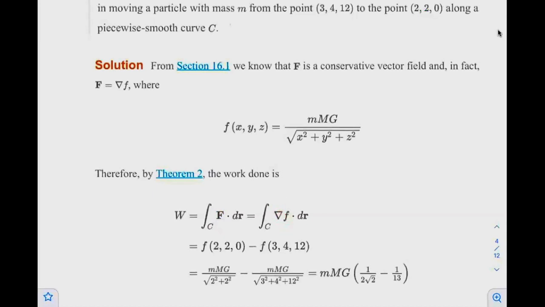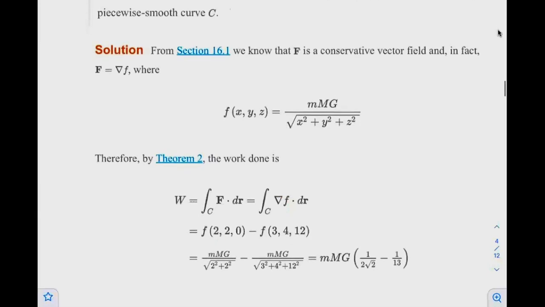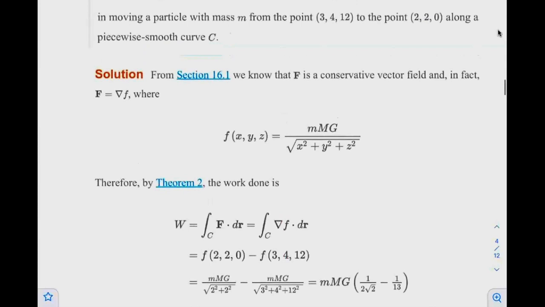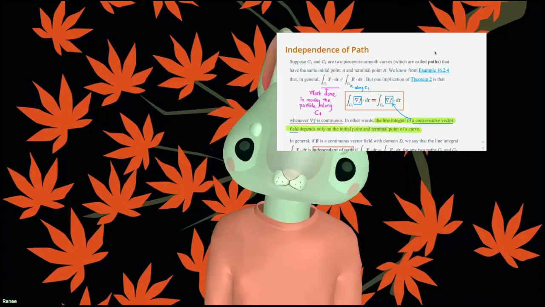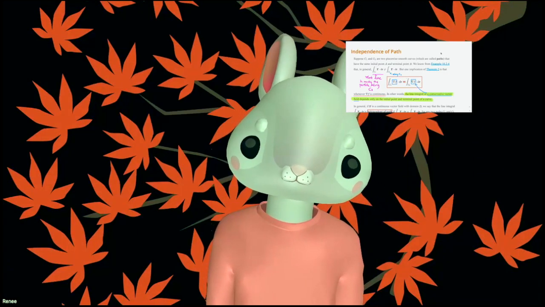All we need to know is the end point. So, we're given the two ends, from this point to this point, and you get the result. It doesn't matter which way the curve goes, as long as you have these two ends, it will go like this. Now we're going to talk about independence of path.